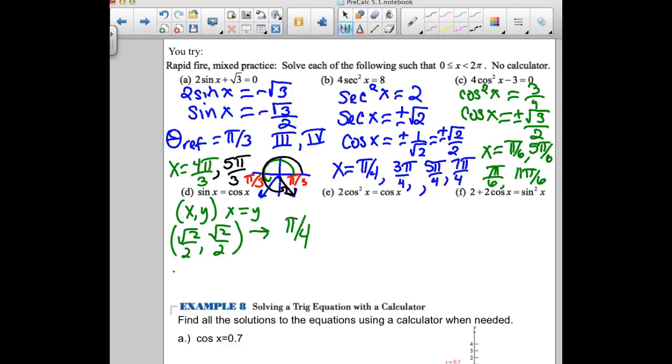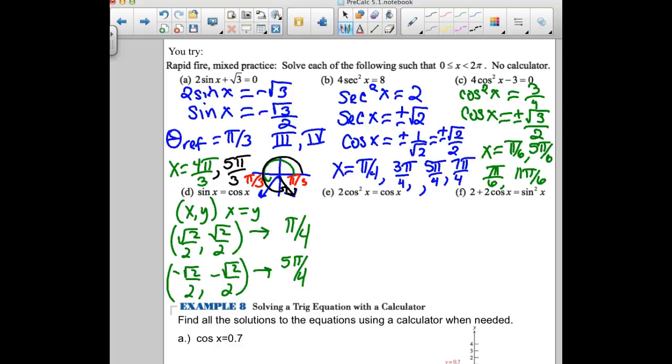Or we could be at negative root 2 over 2, negative root 2 over 2 in quadrant 3, where we would be at 5 pi over 4. So both of those angles would have sine values that equaled their cosine values.